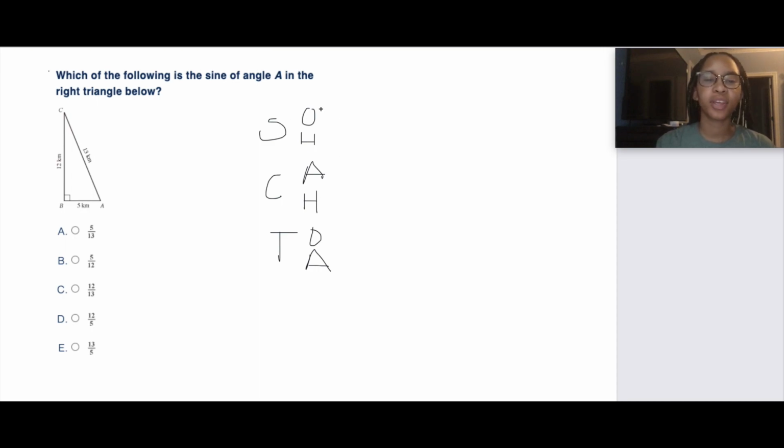Sine is going to be opposite over hypotenuse. Cosine is going to be adjacent over hypotenuse. And tangent is going to be opposite over adjacent.